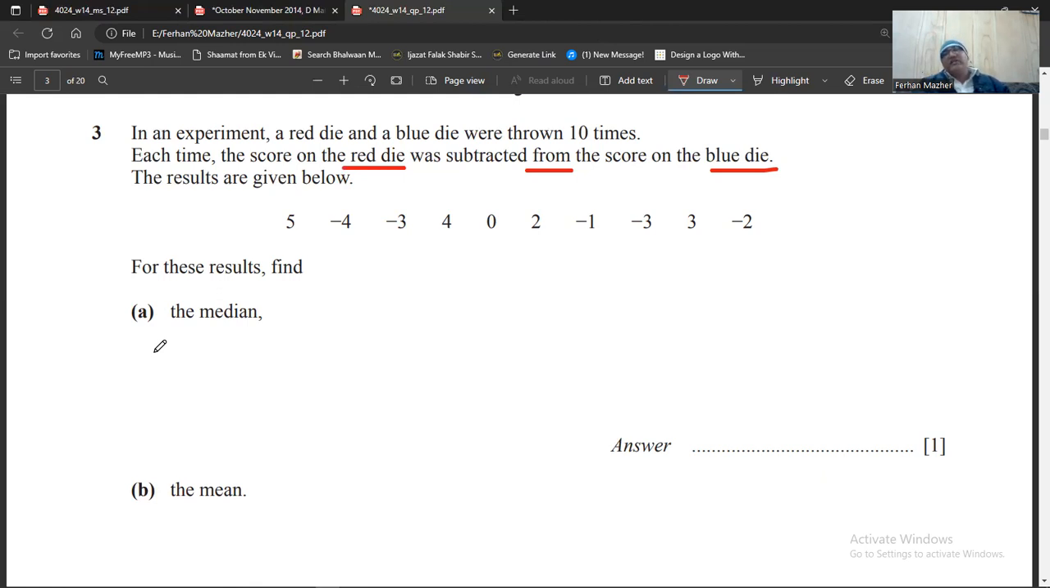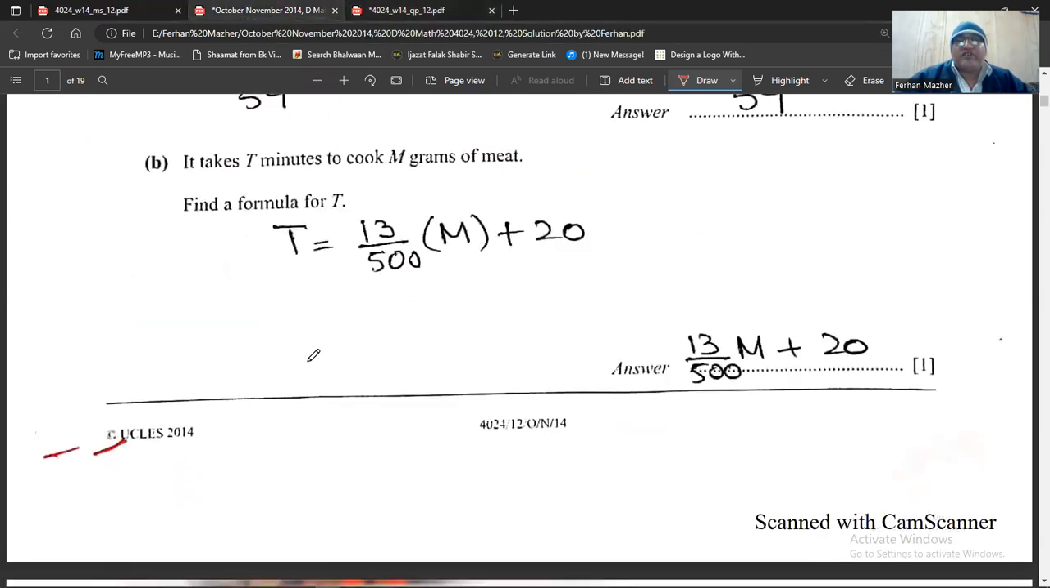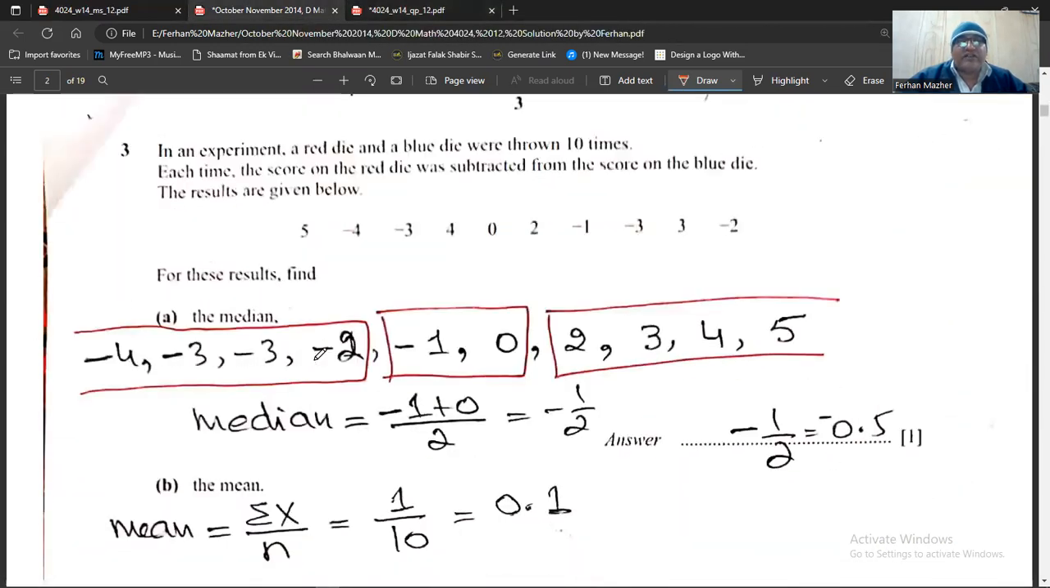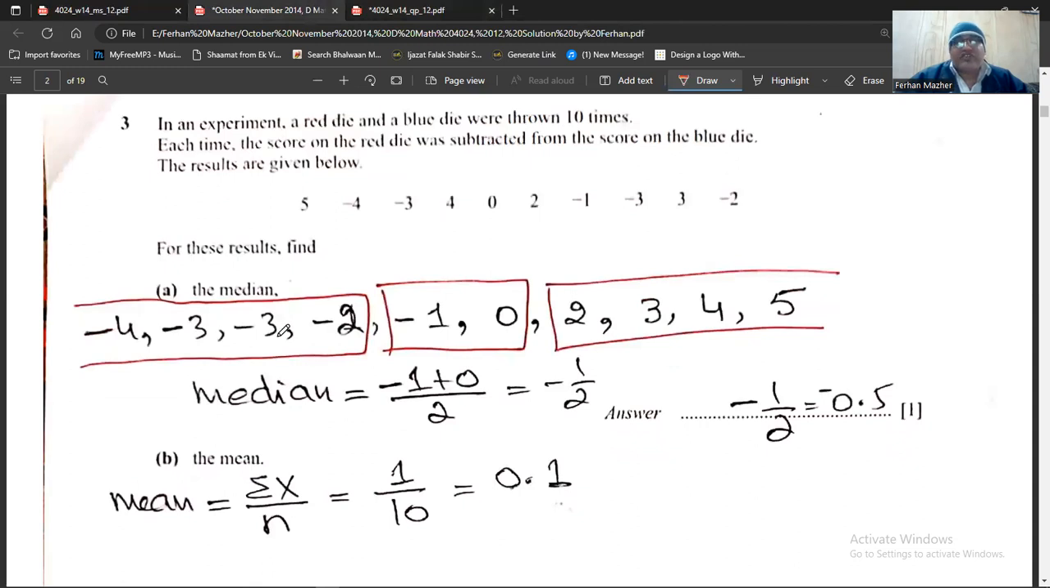For example, you can arrange them in descending order, or you can arrange them in ascending order. So we will arrange them in ascending order, and whatever number is in the middle, there can be one number, there can be two numbers. Because there are 10 numbers, in the middle there will be two numbers, and their average will be the median.